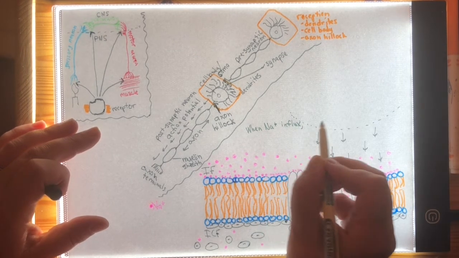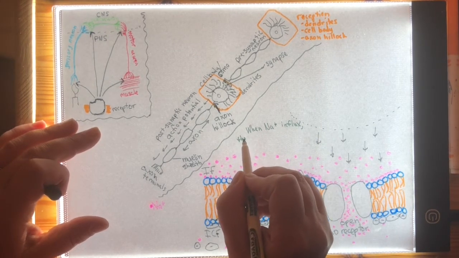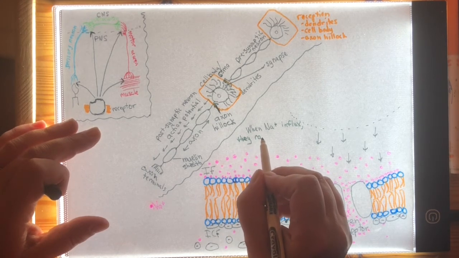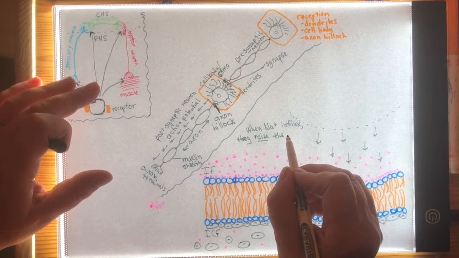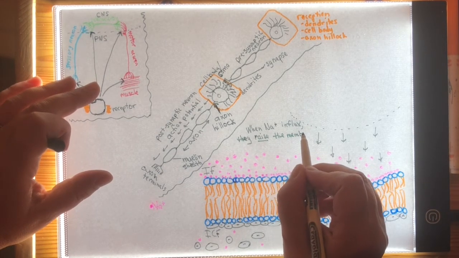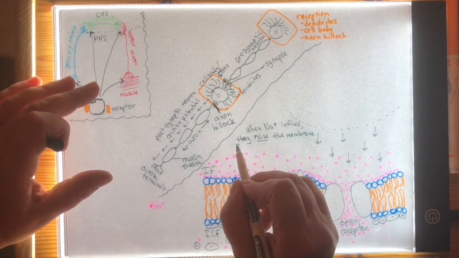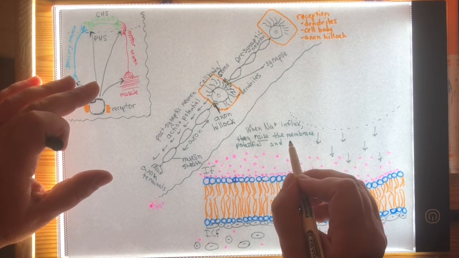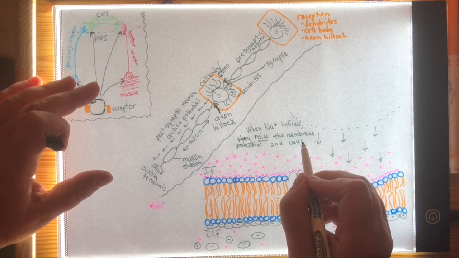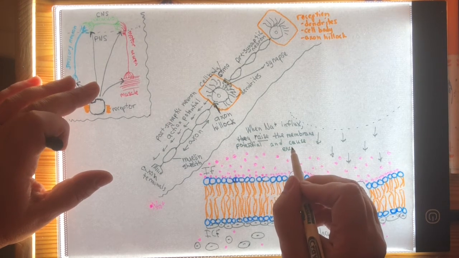This is our first example of the details of how reception actually works, and it pretty much always happens this way with mechanoreceptors. It's generally what we call the influx of sodium ions. When sodium ions influx or enter the cell, they raise the membrane potential and cause excitation.